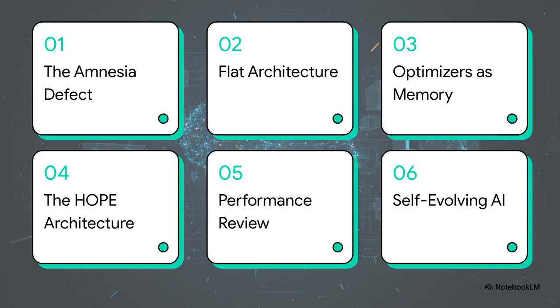So here's the game plan. We're going to start by defining the core defect. Then we'll run a full root cause analysis on the current kind of flat architecture we all use. From there, we'll get into the paradigm shift that unlocks the solution, that's the HOPE architecture, before we validate it against the benchmarks and think about what this means for the long haul.